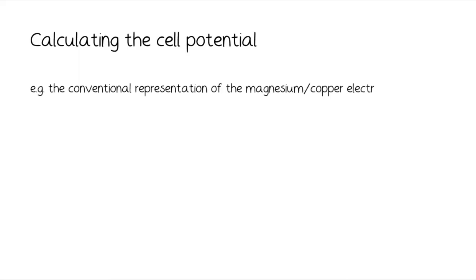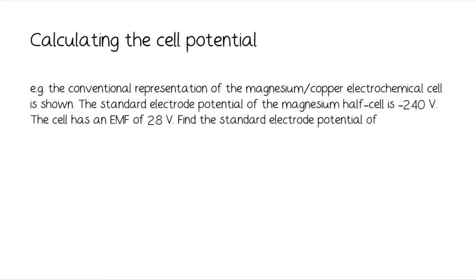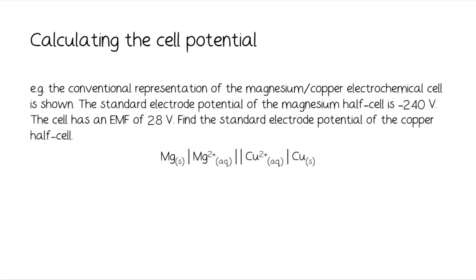Okay, so let's try another example. The conventional representation of the magnesium-copper electrochemical cell is shown. The standard electrode potential of the magnesium half cell is minus 2.40 volts. The cell has an EMF of 2.8 volts. Find the electrode potential of the copper half cell, and here's the conventional representation. I'll let you guys have a go at this, and then just press play when you want to see the answer.